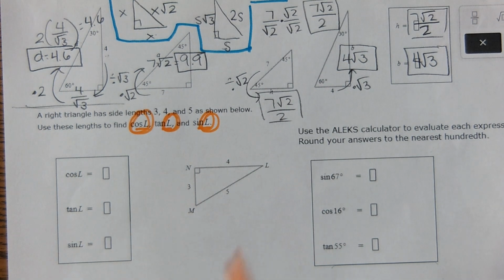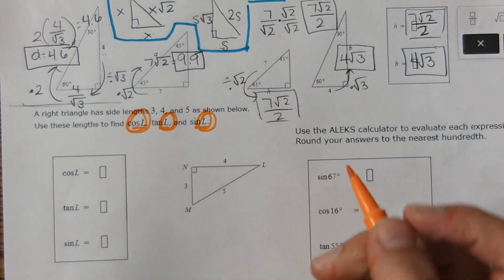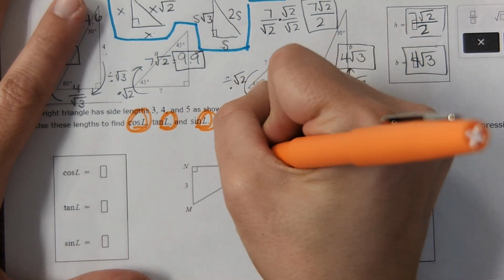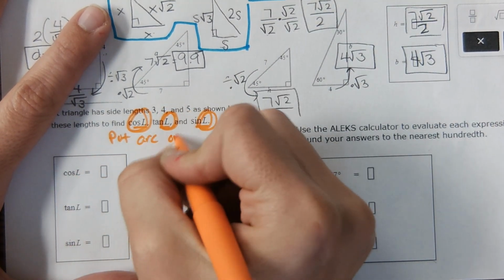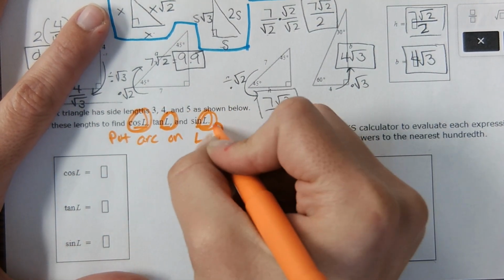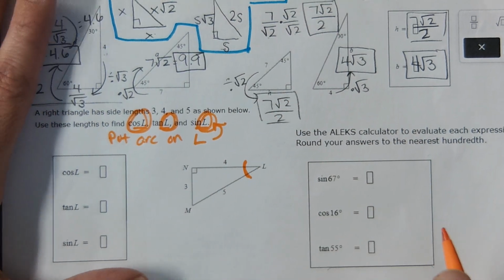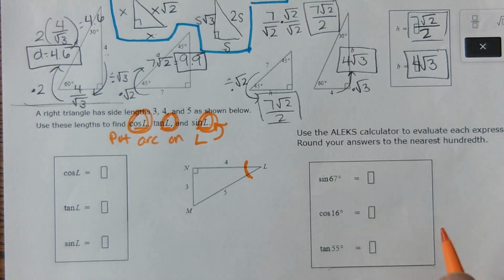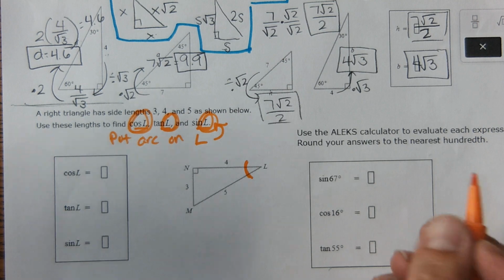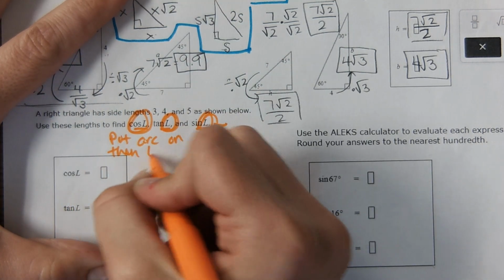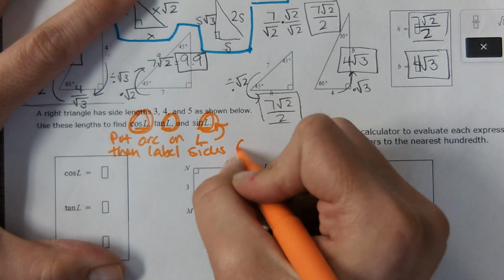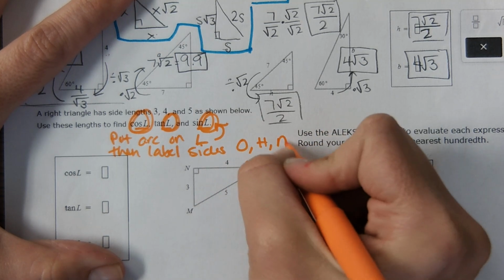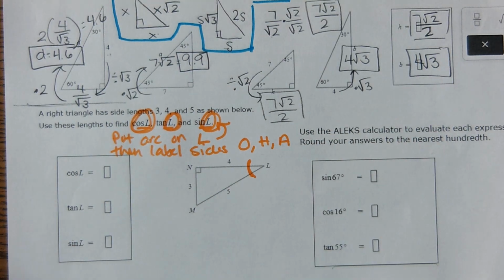So the L right here is important because that's your designated angle, so that's where you're going to put your arc. Put arc on L. And then from there, label sides. Then label sides, and you're going to label them in the order opposite, hypotenuse, then adjacent, because then you won't mess it up.